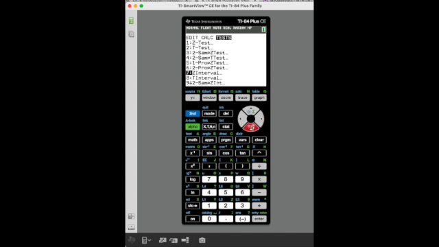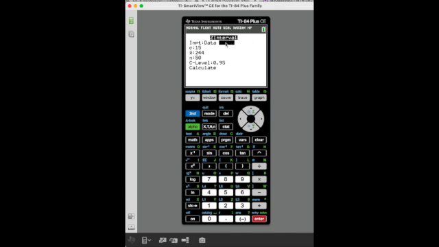Z stands for the standardized normal curve. So that's why this is labeled a Z interval, because we're using the normal distribution. Because we know what the population standard deviation is, I can use Z interval. I'm going to hit enter.